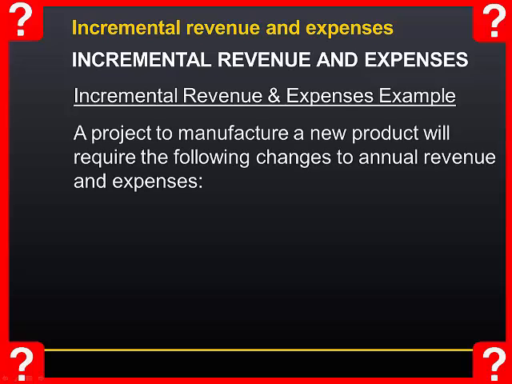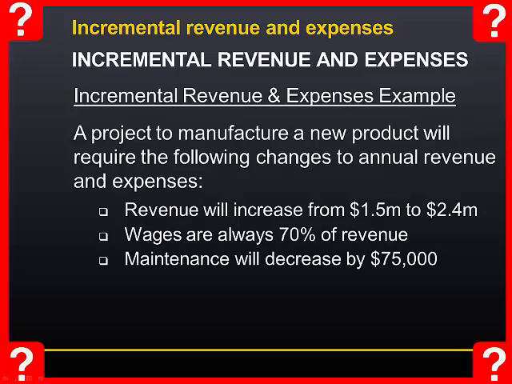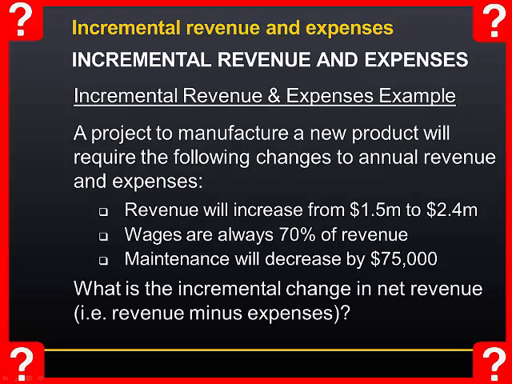A project to manufacture a new product will require the following changes to annual revenue and expenses. Revenue will increase from 1.5 million to 2.4 million. Wages are always 70% of revenue. And maintenance costs will decrease by $75,000. What is the incremental change in net revenue, which means revenue minus expenses, that need to be included in the incremental cash flows for this project?